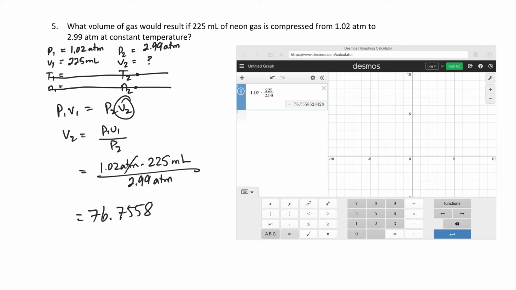76.7558, etc. Atmospheres cancel, so I'm left with milliliters, and that's okay. I could have converted things to liters earlier, but since the atmospheres cancel, you're left with milliliters. Three sig figs everywhere, so I'd call this 76.8 milliliters of neon gas. So it's compressed, so you'd have 76.8 milliliters of the gas. It's the same amount of gas, but it's just compressed now.